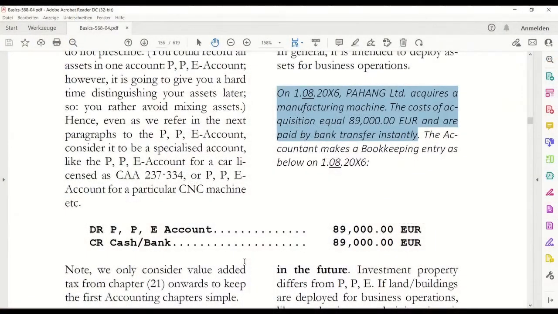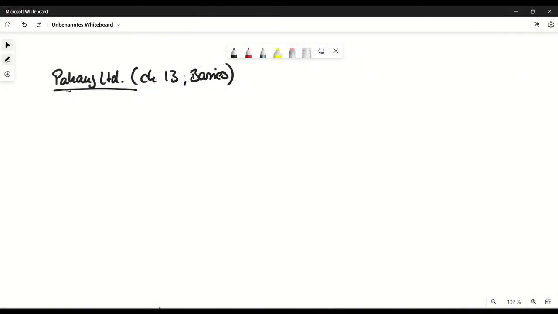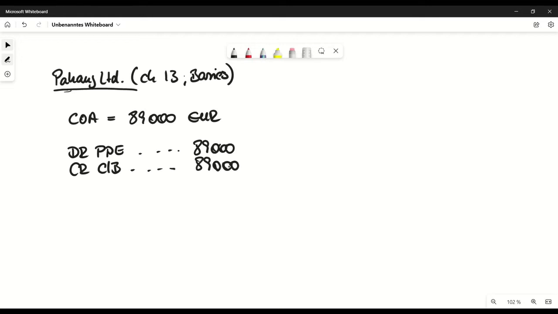On the 1st of August 2006, PAHANG Limited acquires the manufacturing machine. The cost of acquisition equal 89,000 euros and are paid by bank transfer instantly. The company pays the amount instantly, which means we have to make a credit entry in the cash bank account.